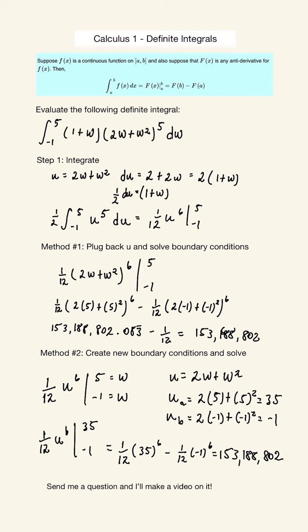So you can see here, all we've done is plugged in our u in terms of w into our u position. And so now we can just evaluate these boundary conditions like normal, and we'll get a solution.